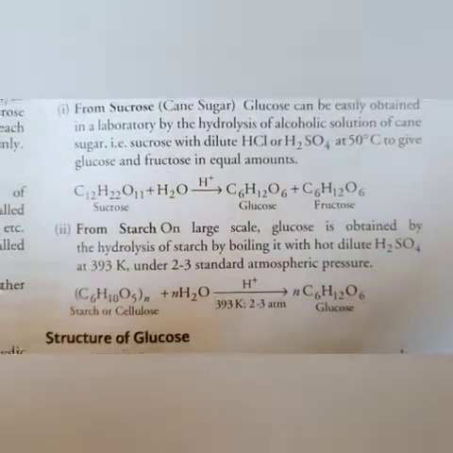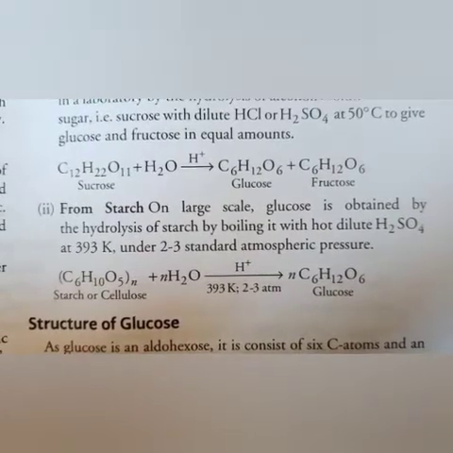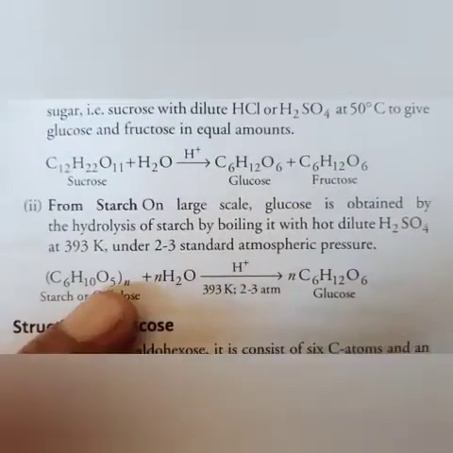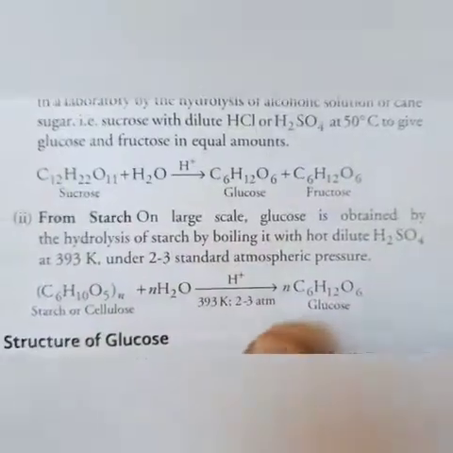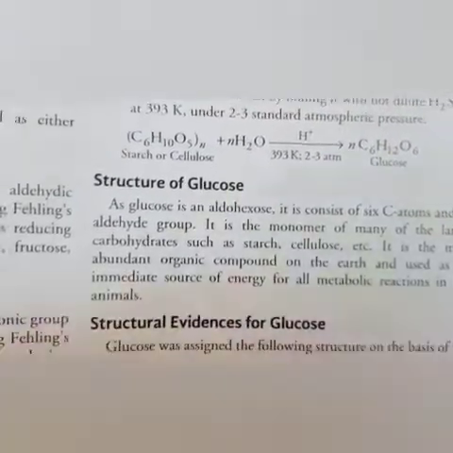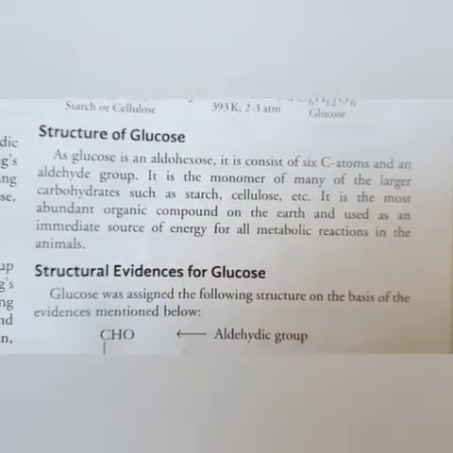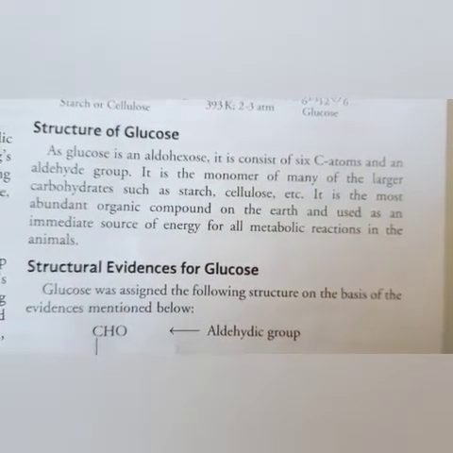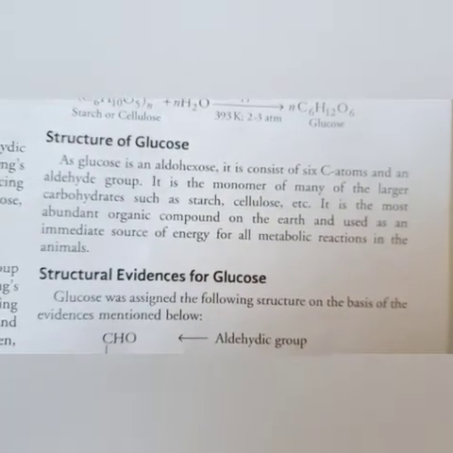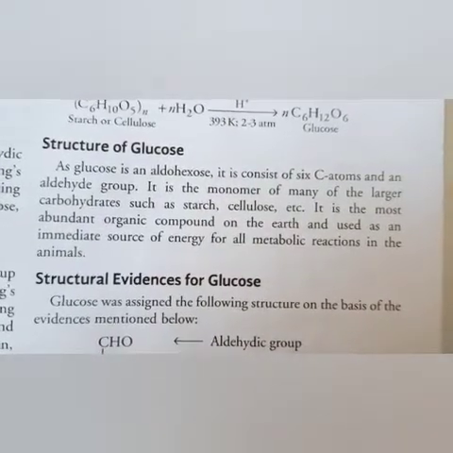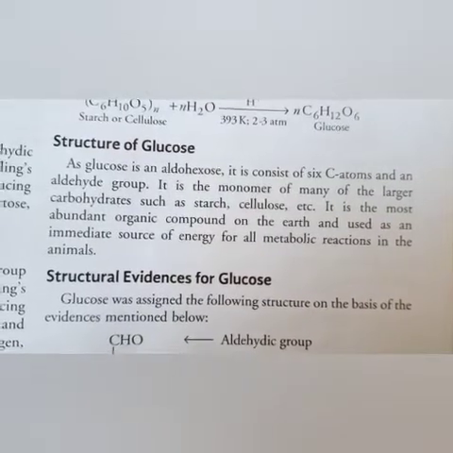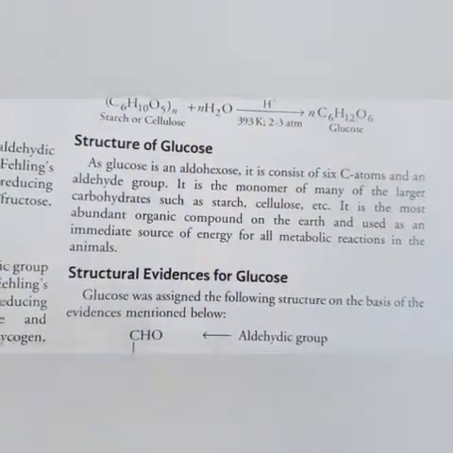When preparing it from starch on a large scale, glucose can be prepared by hydrolyzing starch or cellulose, whose formula is (C6H10O5)n, and on hydrolyzing at this temperature it gives C6H12O6. Then the most important structure of glucose: as glucose is an aldohexose, it means an aldehyde group is there. It is the monomer of many large carbohydrates such as starch and cellulose. It is the most abundant organic compound on earth and is used as an immediate source of energy, dear students.